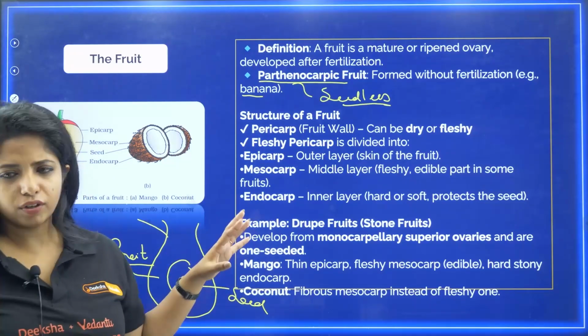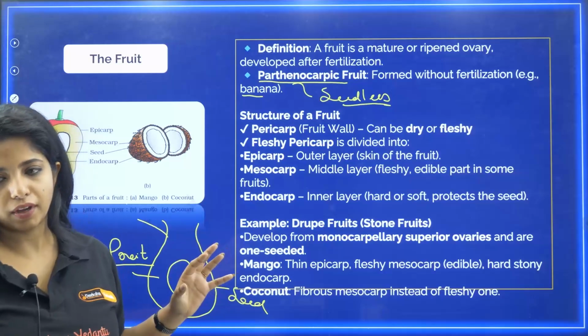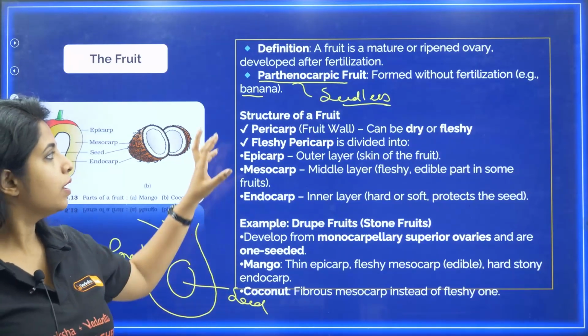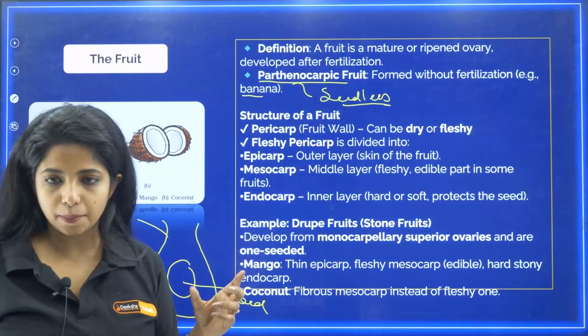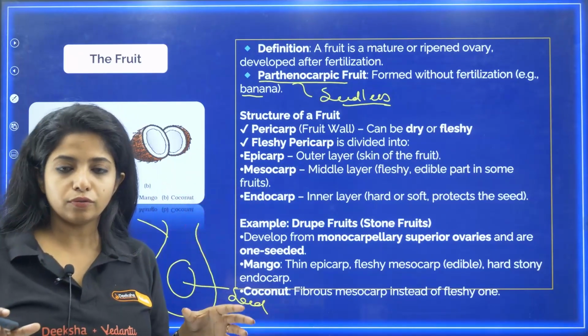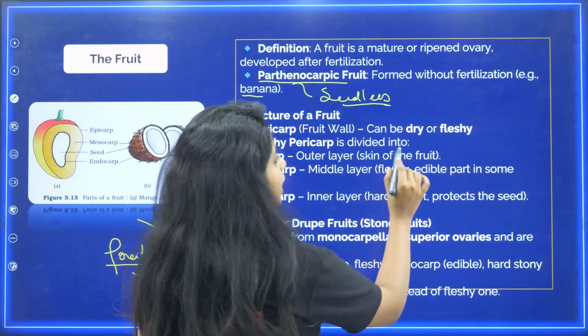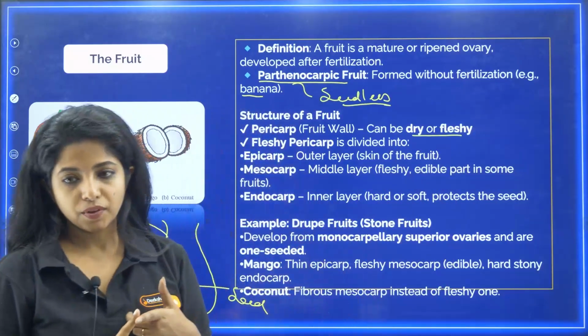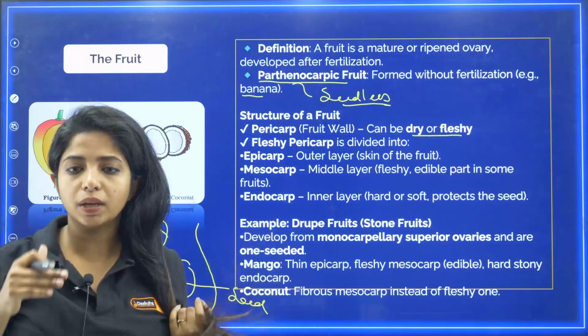Now, let's just drop parthenocarpic fruit and talk about the normal fruits that we have. So what is the general thing that we know? A fruit basically consists of a wall. This wall is known as pericarp, the outer wall of the fruit. It can be dry or it can be fleshy. Now the fleshy pericarp, I can divide into three parts.